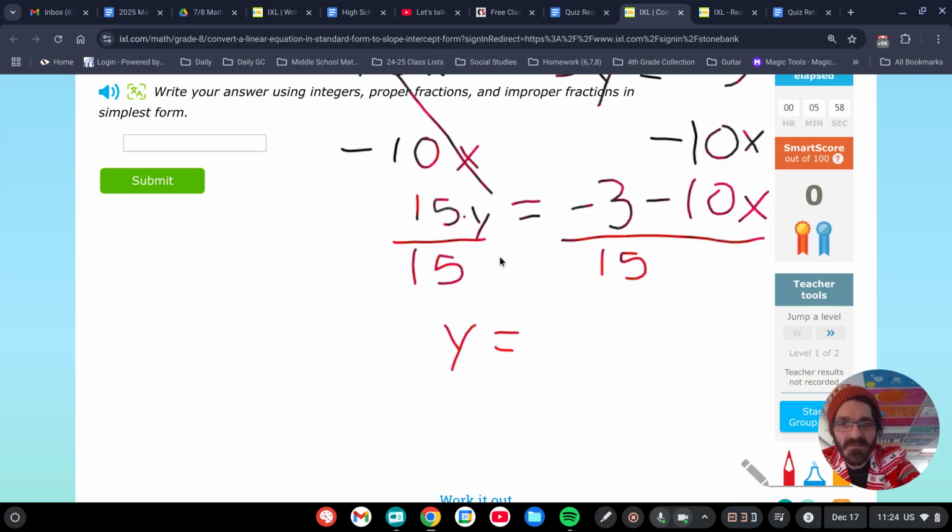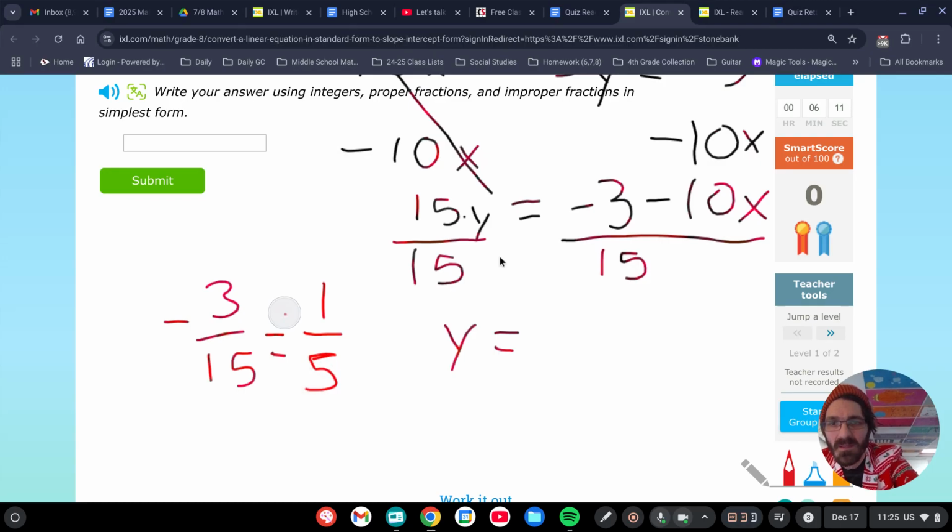Negative 3 over 15 can be simplified. 3 goes into both the numerator and the denominator. 3 goes into 3 one time. 3 goes into 15 5 times. And it's negative. So I've got negative 1/5.